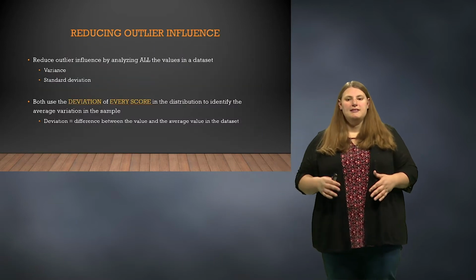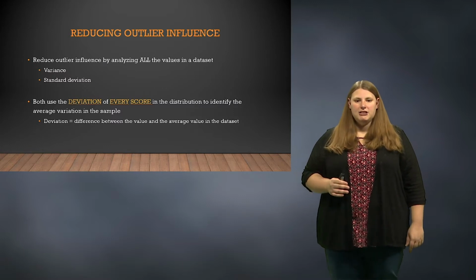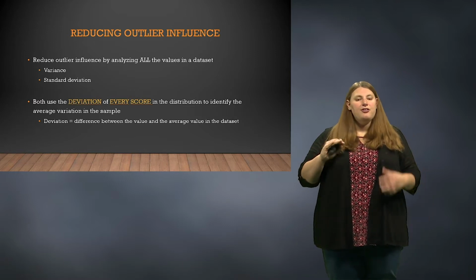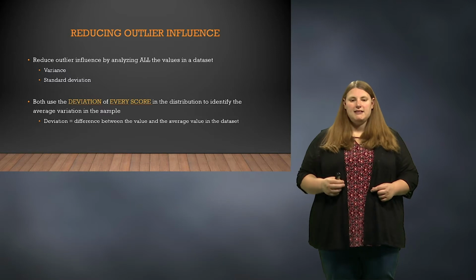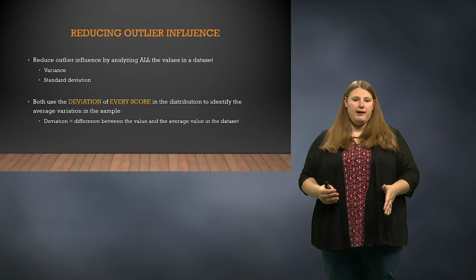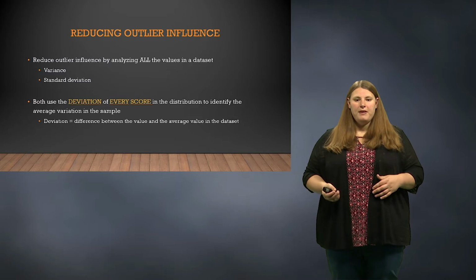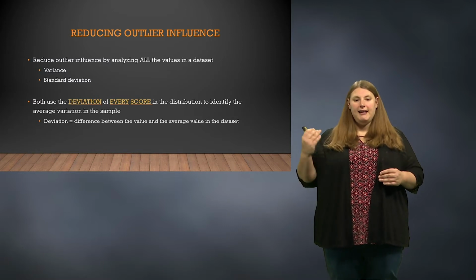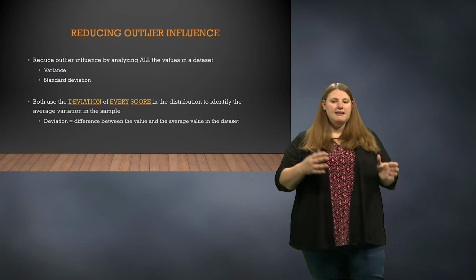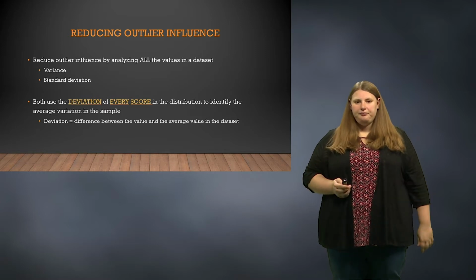The outlier influence is why the dispersion statistics more commonly consulted are the variance and the standard deviation. These statistics look at every score in the data set, so they're not as impacted by a single deviant case like the range is. Variance and standard deviation are calculated in a step-by-step process. Variance is calculated first by looking at the deviation of every score. By deviation, I mean the difference between each score and the average value in the data set. Once you've calculated the variance, then the standard deviation is obtained from the variance calculation itself.